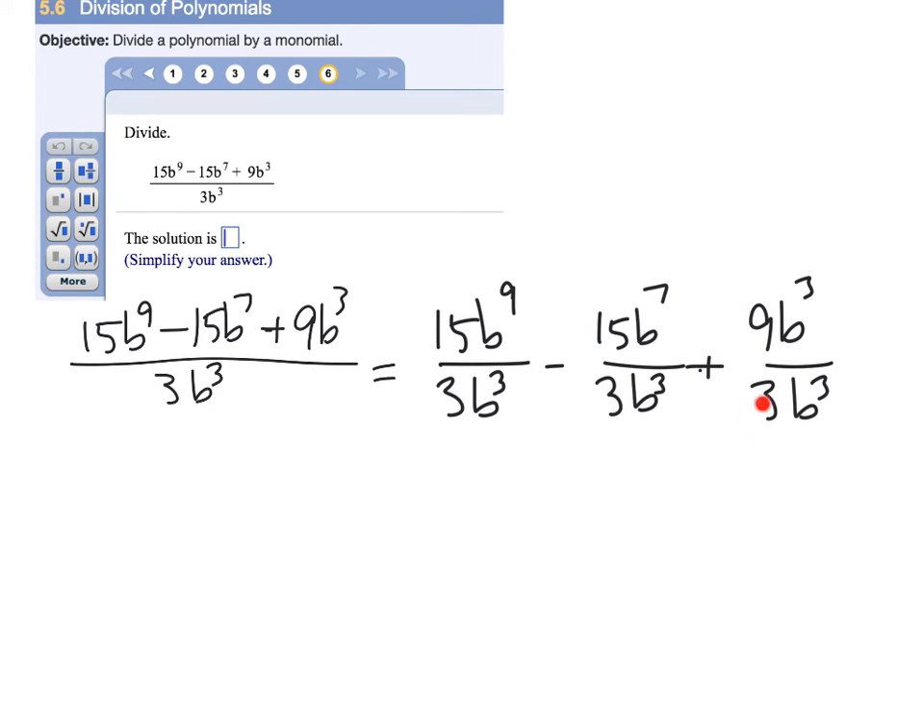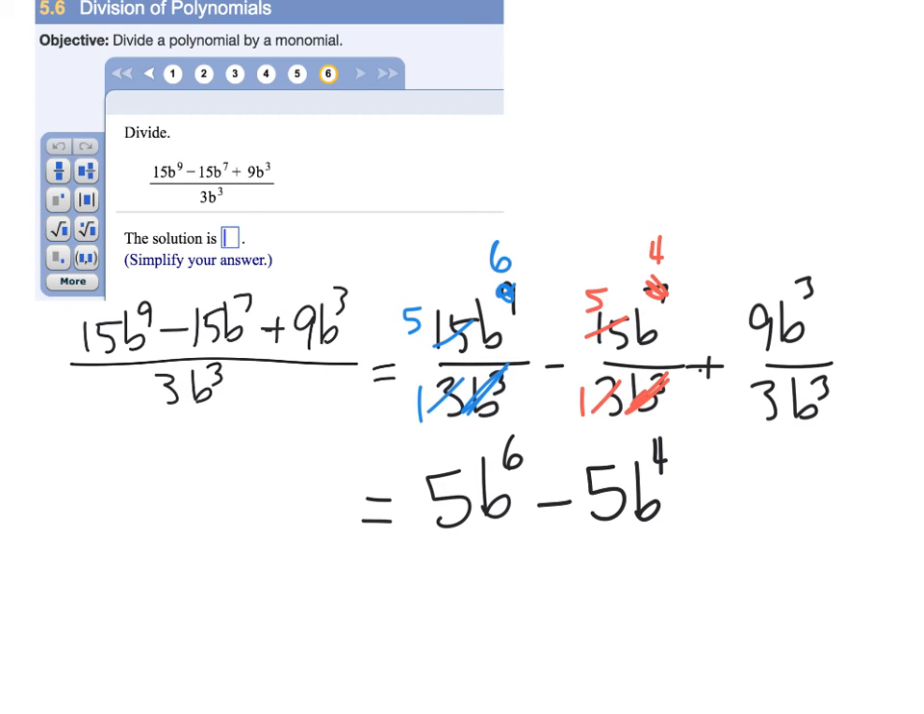And now we've got three problems that we need to simplify. 15 over 3 becomes 5 over 1. These three b's cancel with 3 of the 9, leaving us with 6 b's. So our problem becomes 5b to the sixth. And then right here, 15 and 3, they cancel. Becomes 5 and 1. These three b's cancel with 3 of the 7, leaving 4. So we end up with minus 5b to the fourth power.